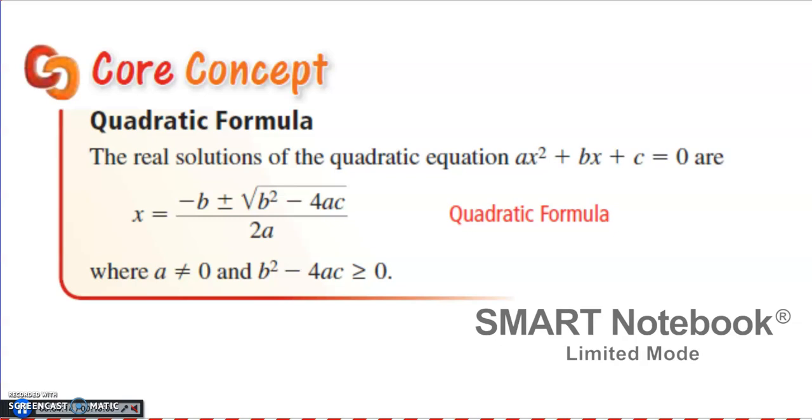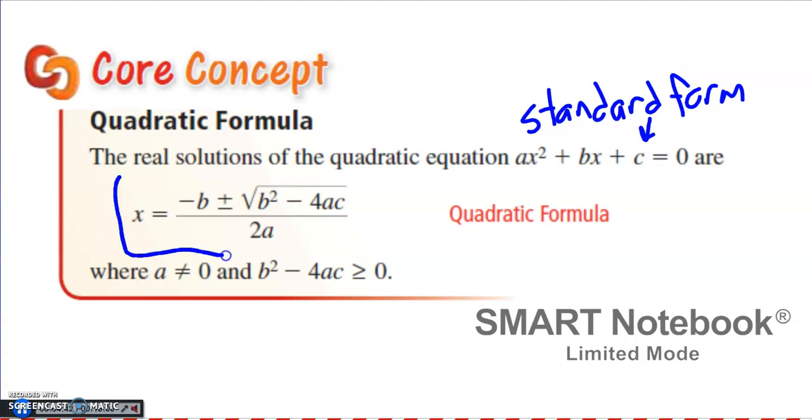And then we're going to go into a practice mode. So here we go. The quadratic formula says the real solutions of a quadratic equation that's written in standard form, ax squared plus bx plus c equals 0. Again, this is standard. Okay, is this handy dandy formula. Let me box it in for you.